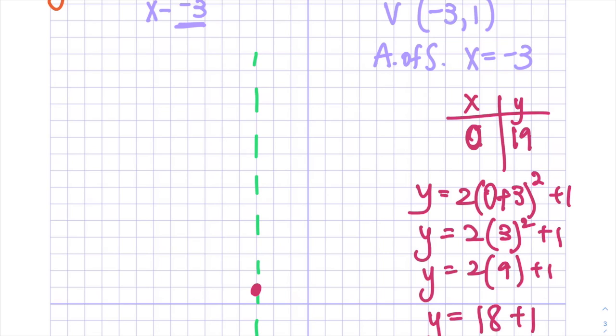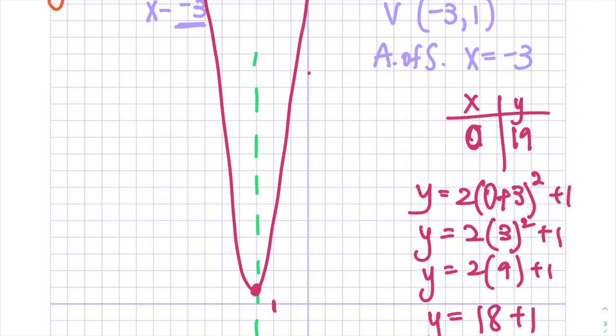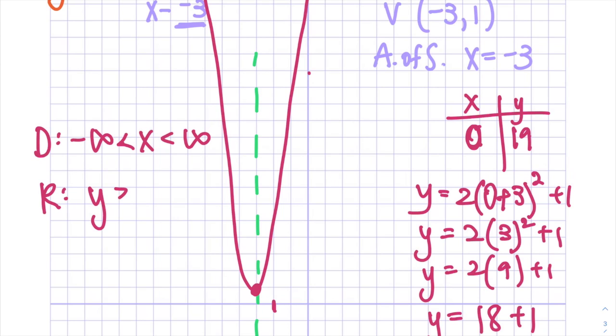So count up 19 to here. Now notice, the further you are from your vertex, the higher or further away the point is that you're looking at. If we would have chosen something like x is 2, our y value would not have been as high. Now again, mirror that point to the other side, and you have your curve. The last piece is the domain and range. The domain is negative infinity to infinity, and the range, this time we have a lowest point. So the range is going to be greater than or equal to that lowest point, which is positive 1.